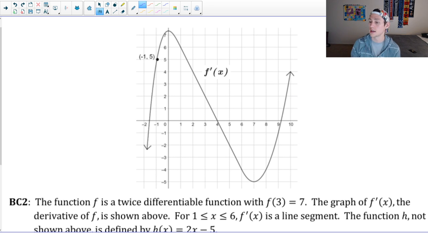It varies a lot of the content of things that we've done over the course of the year. It combines AB, BC stuff. So let's work through it.